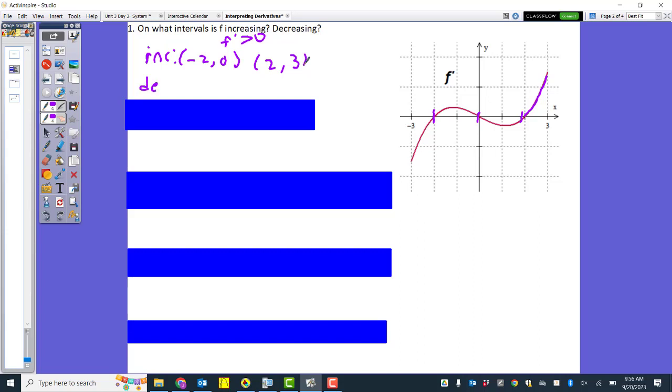It's decreasing when the opposite's happening, when f prime is less than 0. So decreasing from -3 to -2, and then from 0 to 2. Okay?